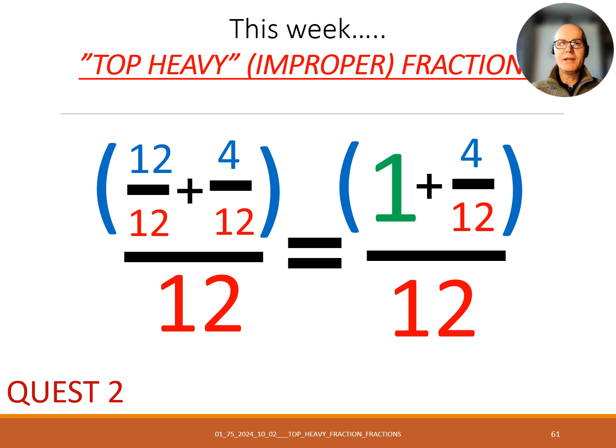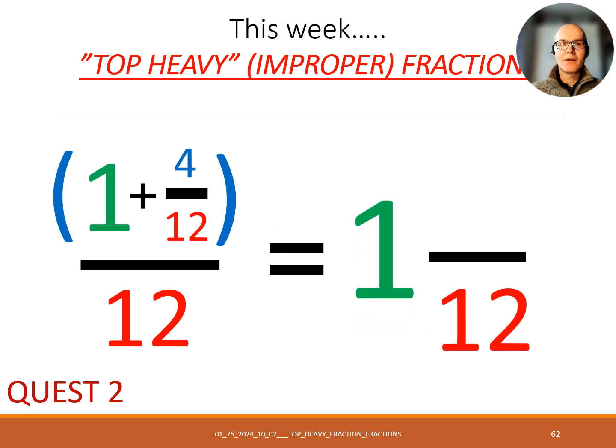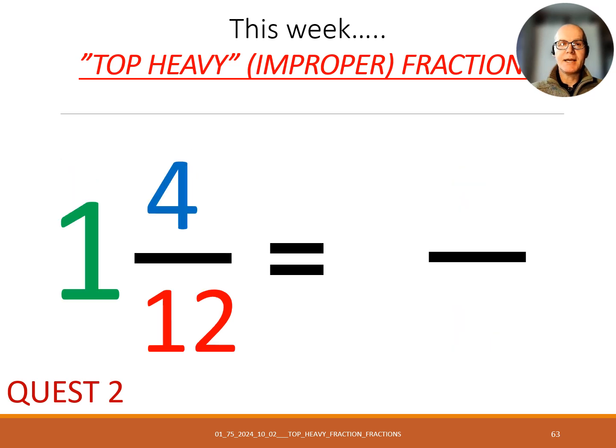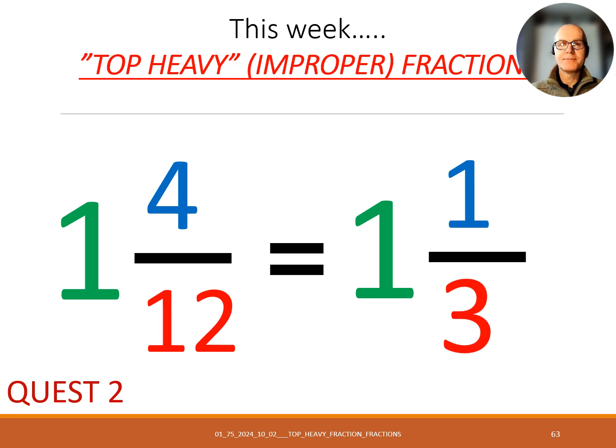12 plus 4 was 16. 1 whole lot of twelfths with 4 twelfths left over. Can we further simplify 1 and 4 twelfths? Yes, we can. 1 and 4 twelfths simplified is 1 and 1/3. 1 and 1/3 is the answer.